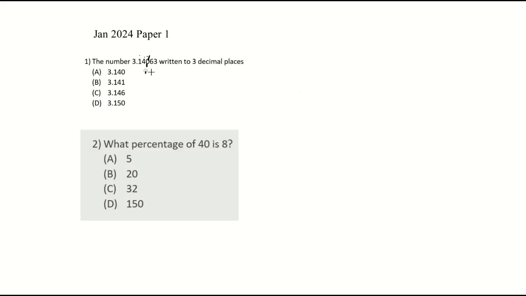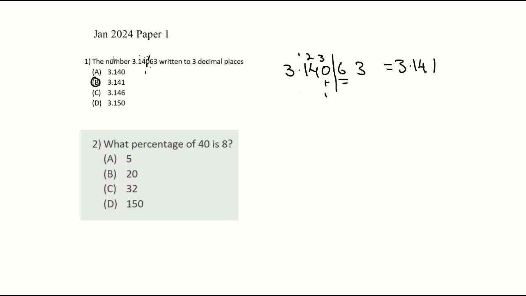A line will be drawn here. Whenever we write something to a certain number of decimal places, we also round off, right? So you round off to 3 decimal places. So it's 3.14063. We count 1, 2, 3. The third decimal would be here. 6 is more than 5, so you add 1 to the digit in front. So this would be 3.141. So the answer would be B.